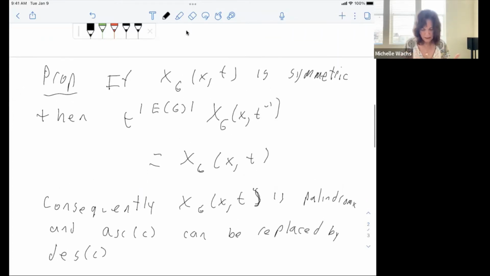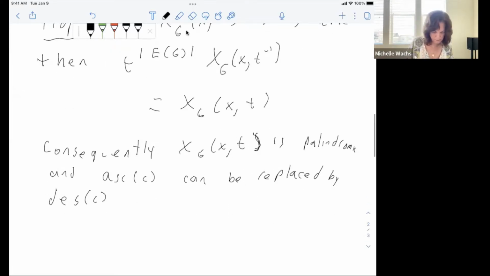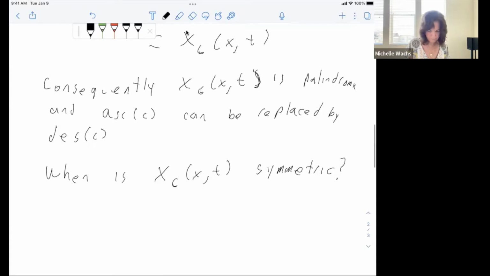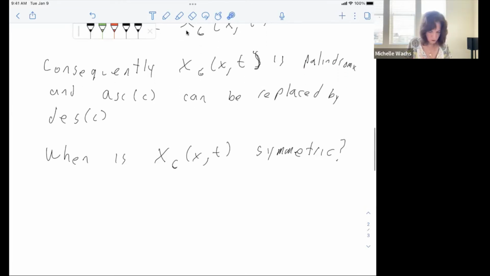Okay, so that was the first thing to observe. And the question is, when is this symmetric? And over here, by palindromic, I mean as a polynomial in t. Okay. So when is it symmetric?